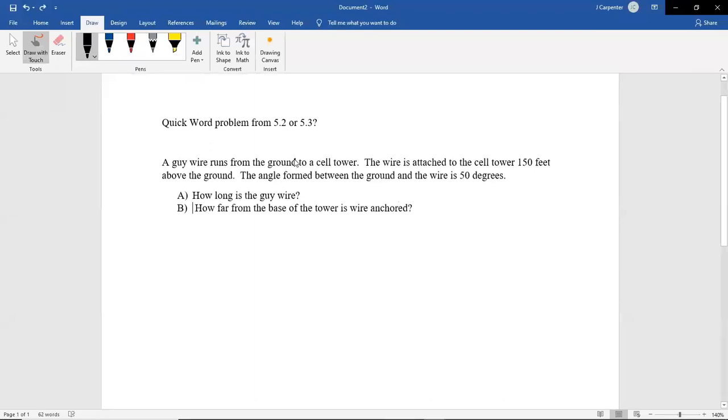Now, I don't have to give you a picture for this. You can establish it from all of this. So let's say that's what we're doing, because that's really what I'm doing. A guy wire runs from the ground to a cell tower. So we're going to have a cell tower somewhere, and a wire is going to be running to the top of the tower. You usually don't run wires along the ground, right? It's usually from something to the top of something. So let's say right here is our tower. This is our tower.